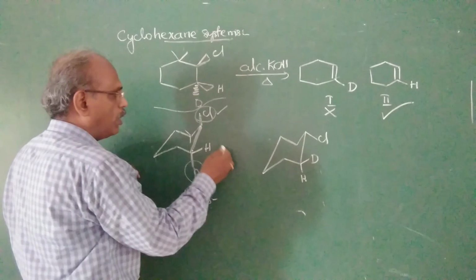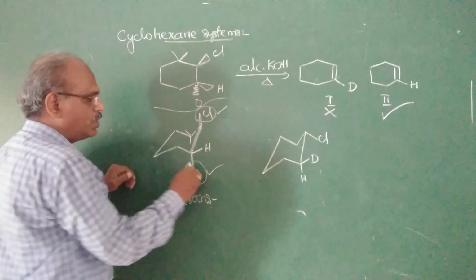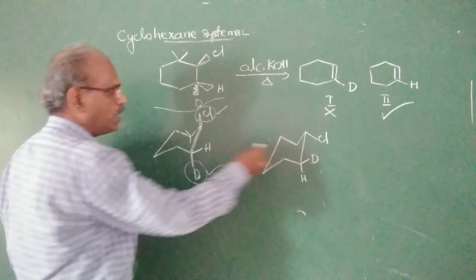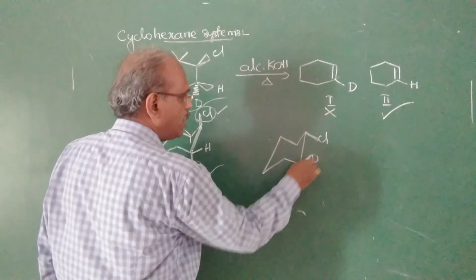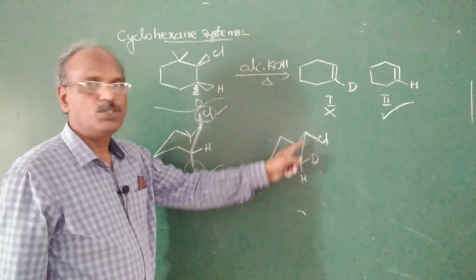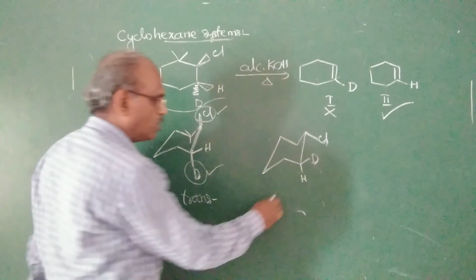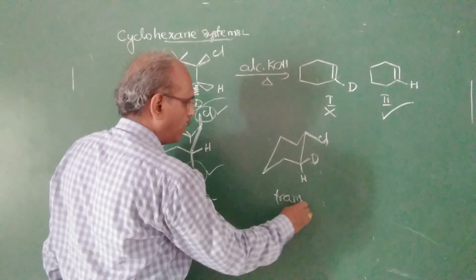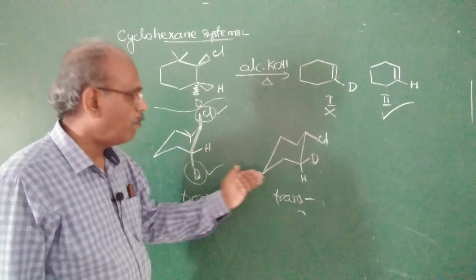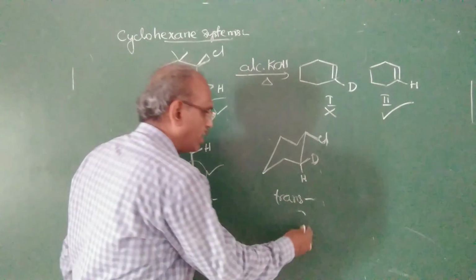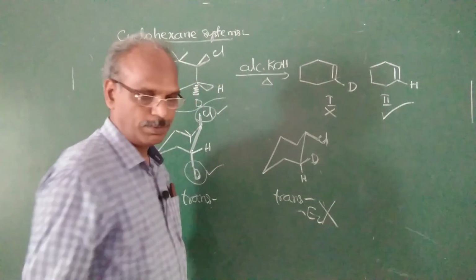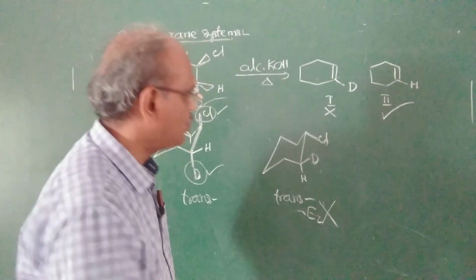Okay, on flipping, the axial bond becomes equatorial. See, even now Cl and deuterium are in trans position. They are anti to each other. But in this configuration, E2 is not possible, for the same reason.